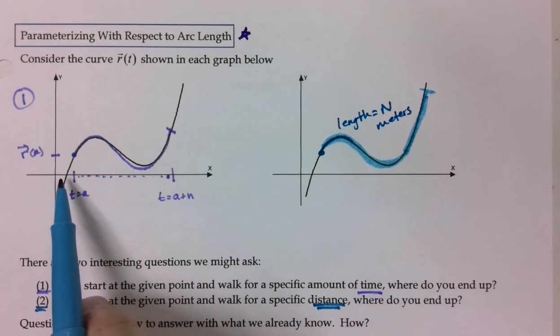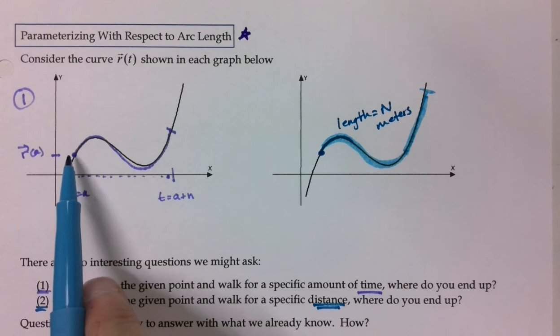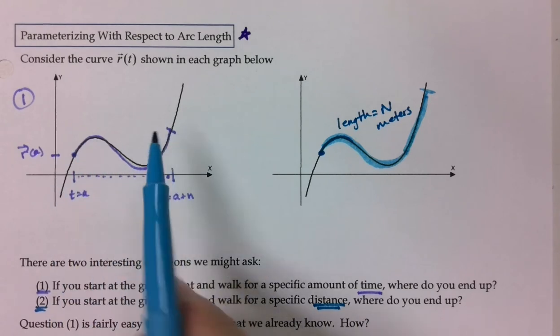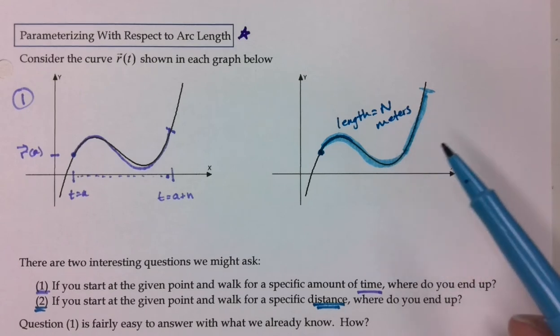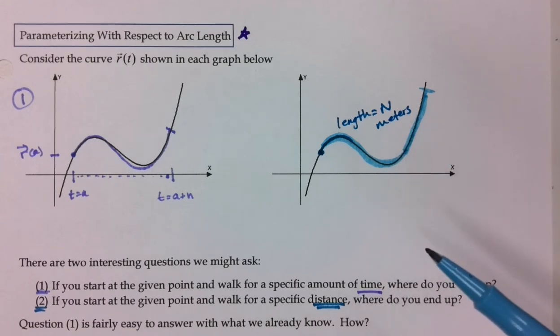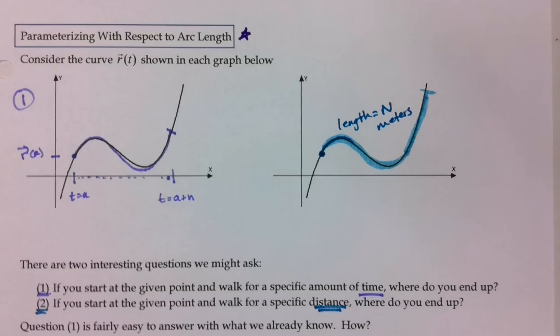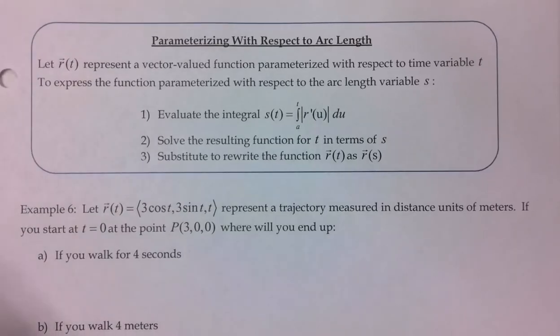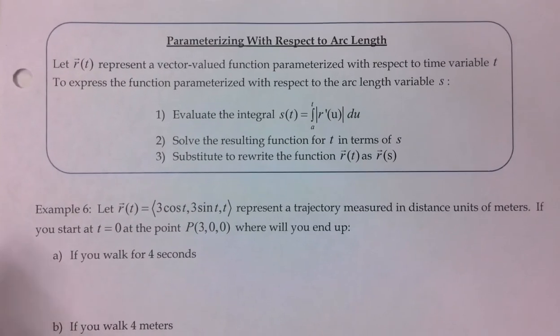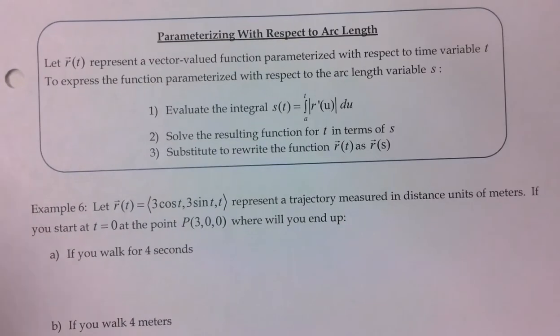Rather than going through time and saying, okay, I'm going to start at time 1 second and end at 4 seconds, I'm going to start at this same position, but I'm going to go until I've hit 50 meters or something like that. All right, well, we can do this. We can define it a different way if you want, and that's what we're going to do. So we want to parameterize with respect to arc length rather than with respect to time. So this is going to be a very handy skill that we will use.